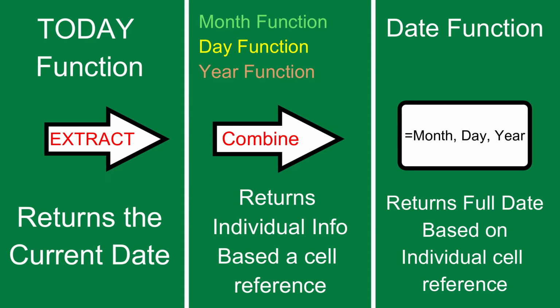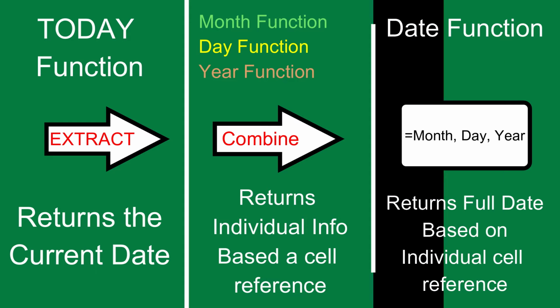We will look at the Today function, which will automatically return today's date. We will then use this feature to extract the month, day, and year into individual cells. We will then use the date, month, and year to return a combined date.